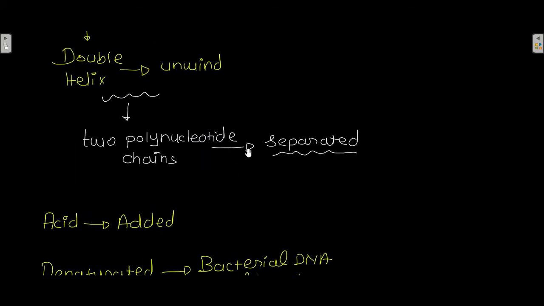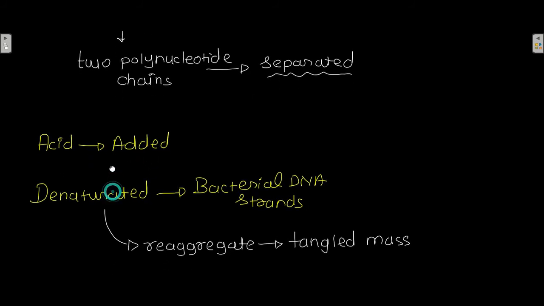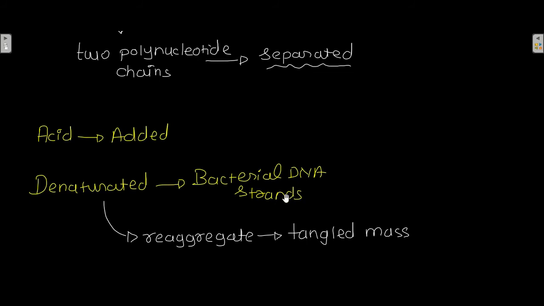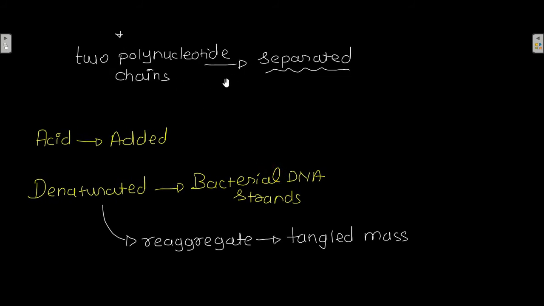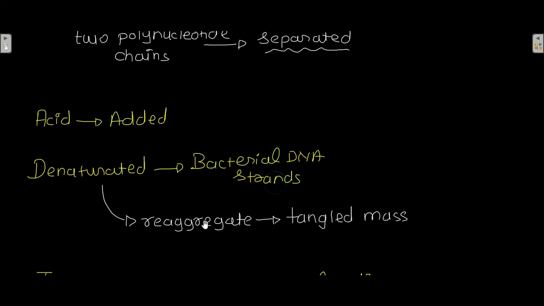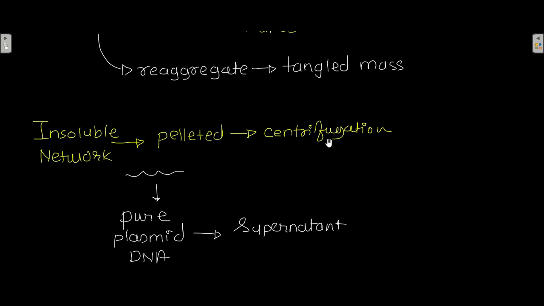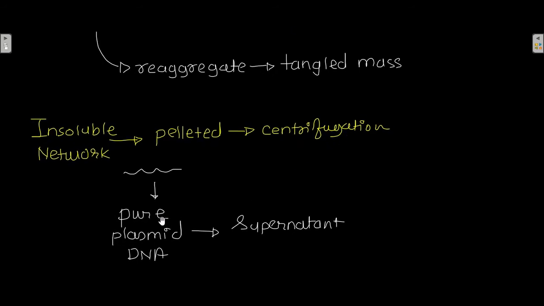In these separated polynucleotide chains, you can add acid, and after you add acid, the denatured bacterial DNA strands that just formed because of the addition of sodium hydroxide reaggregate into a tangled mass. Then this insoluble network of tangled bacterial DNA strands is pelleted out by centrifugation, and then you have your pure plasmid DNA in the supernatant.